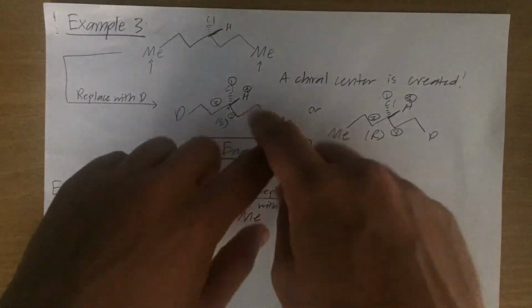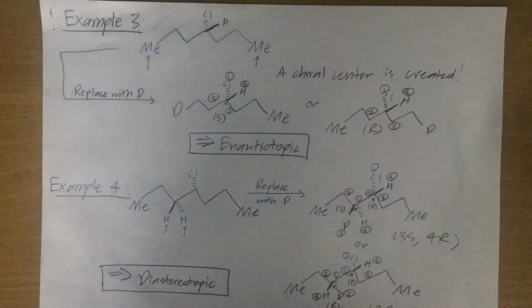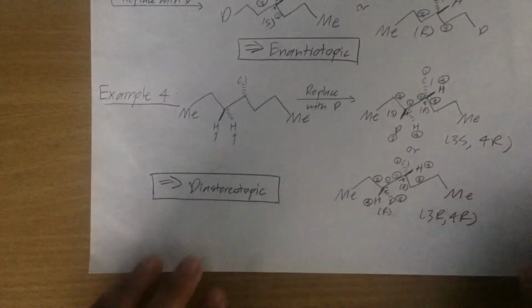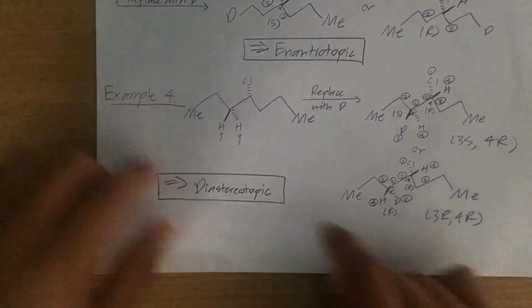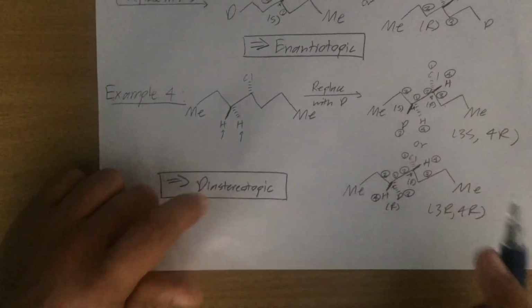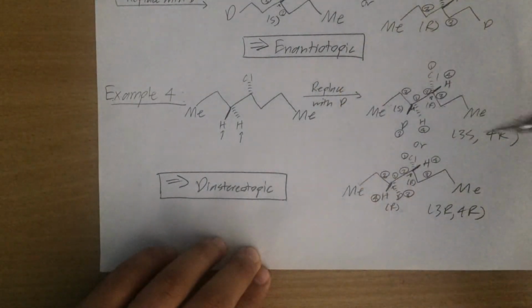These two are enantiotopic. Okay? These two methyl groups are enantiotopic because these two compounds are enantiomers. Okay? Finally, let's go to example number 4. So these two hydrogen atoms are actually diastereotopic. We will justify this using the substitution test, by replacing with the deuterium atom.